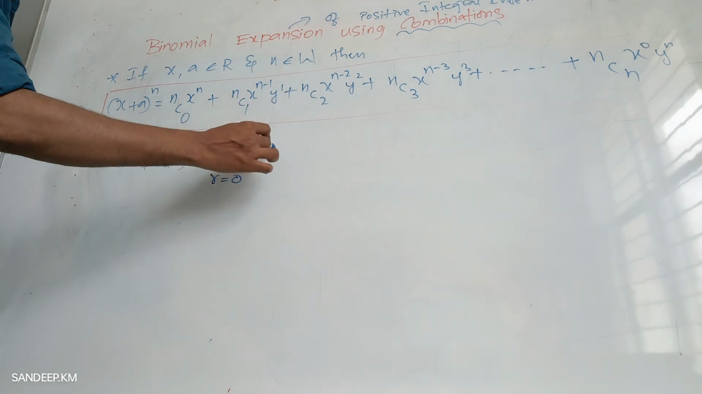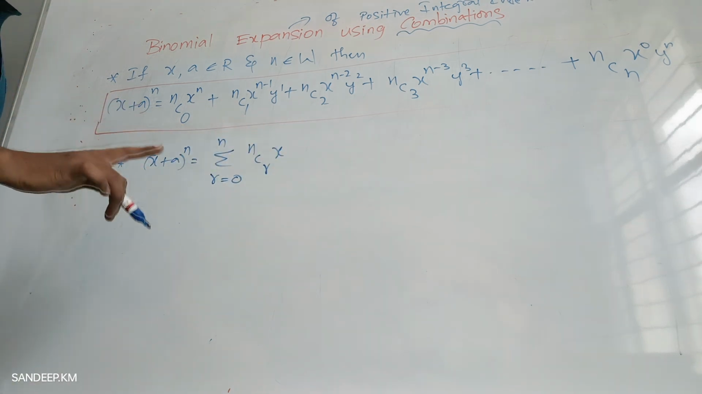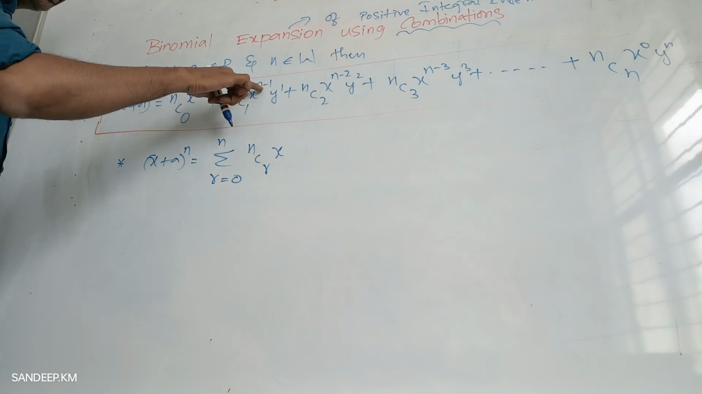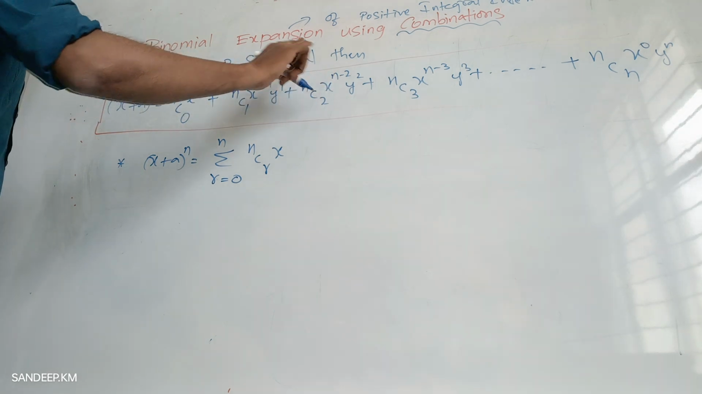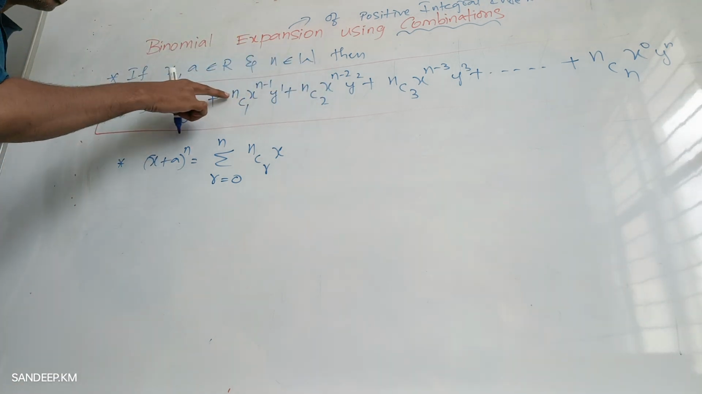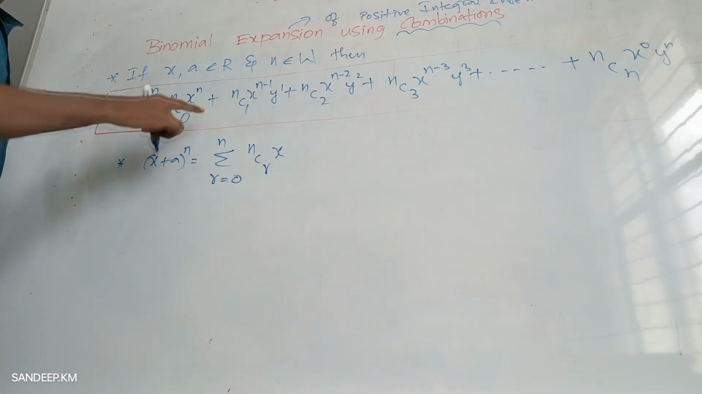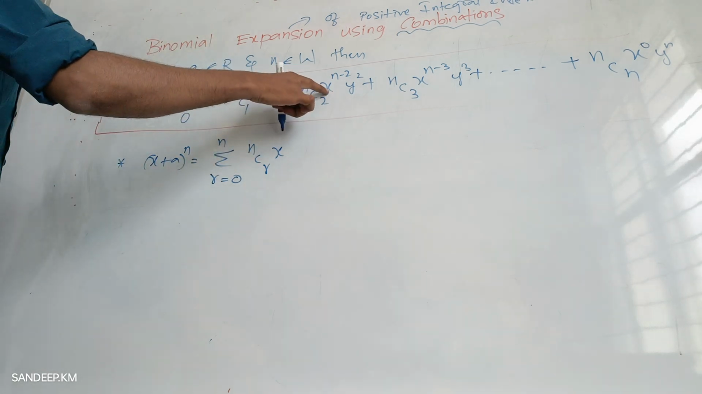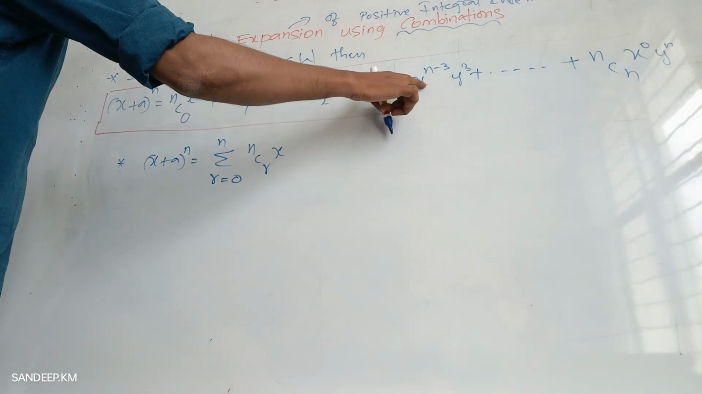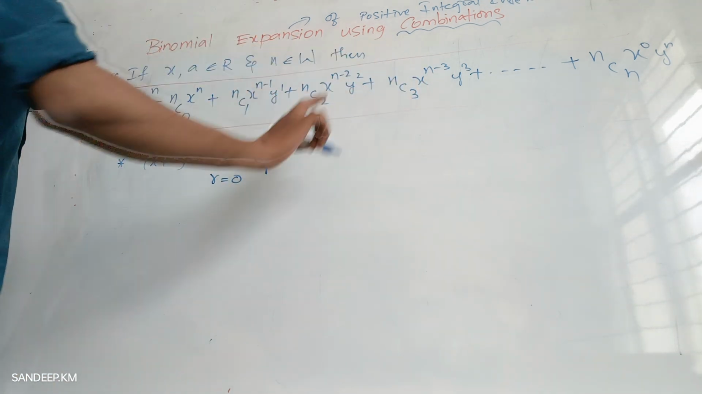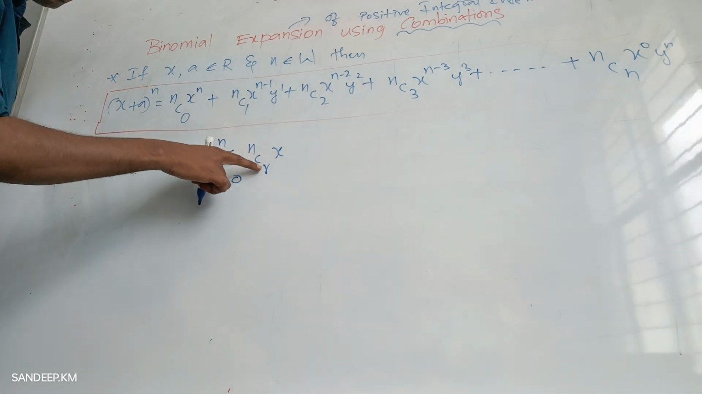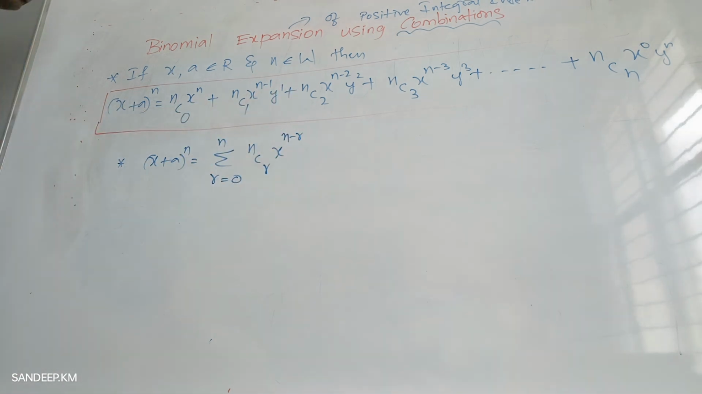And next, look at the x power. What is the x power? This is very, very important. Here x power is n. Here x power is n minus 1. Here x power is n minus 2. Observe the similarity. X power is n minus 1, then n minus 2, and here n minus 3. So x power will be n minus r.